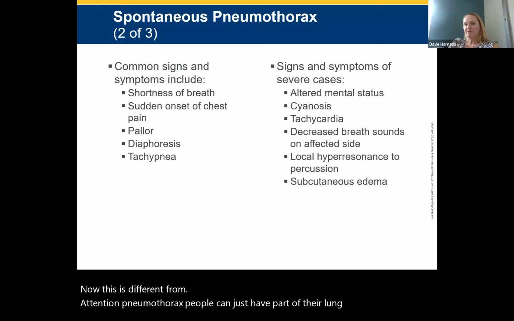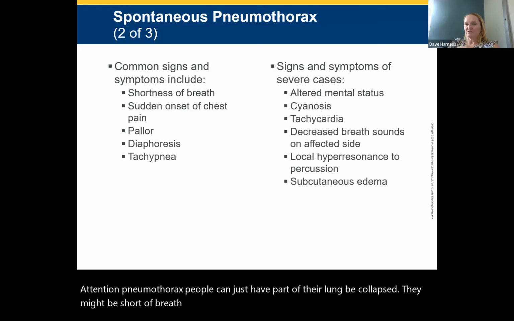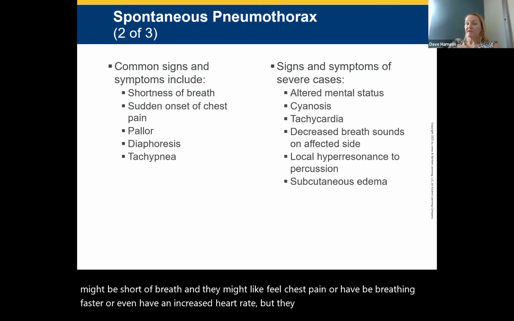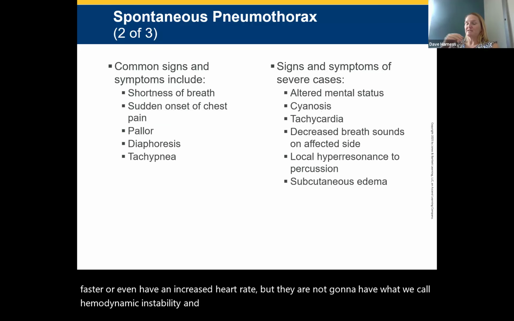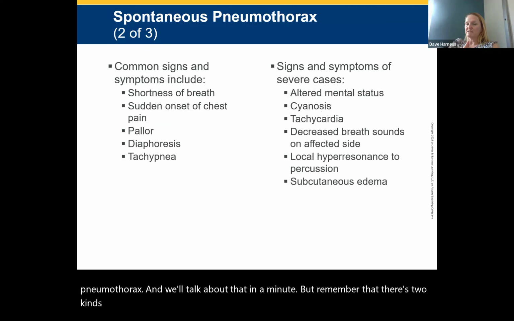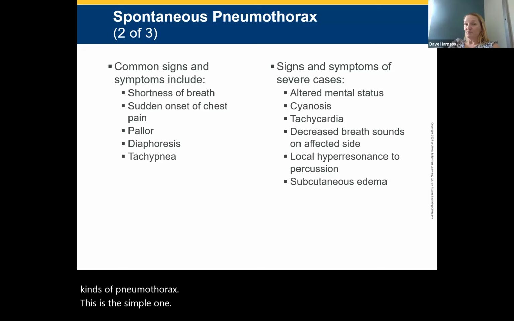They might be short of breath and they might feel chest pain or be breathing faster or even have an increased heart rate, but they are not going to have what we call hemodynamic instability, and that's when a pneumothorax becomes a tension pneumothorax. We'll talk about that in a minute, but remember that there are two kinds of pneumothorax. This is the simple one. A severe case of a pneumo, though, can still require treatment.